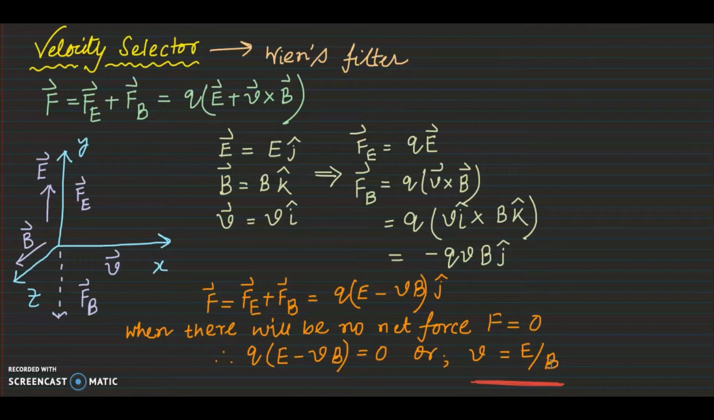Thus we can use this condition and select the charged particles with a particular velocity out of, suppose, a beam of charges, and only those charges having the velocity equal to the ratio E by B will pass through the region of the crossed electric and magnetic field undeflected. So this setup is known as a velocity selector.